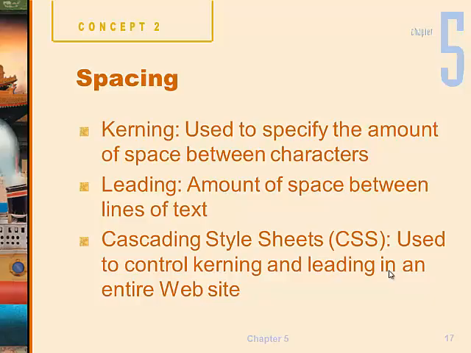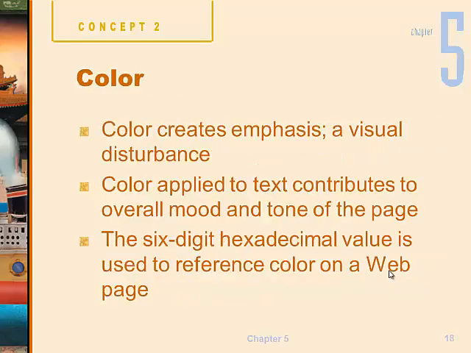Kerning is used to specify the amount of space between your characters. Leading is the amount of space between lines of text. And then cascading style sheets, which, like I said, are something that you should learn in web development class, is used to control kerning and leading in an entire website. Style sheets can be used to set all of your properties for your various elements of your web page. And like I said, that is something for a web development class, not for this class.